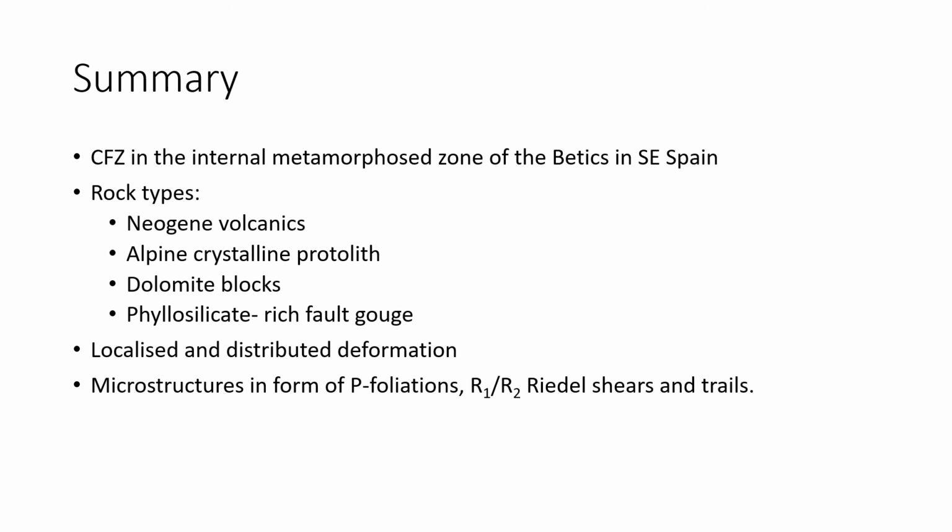They exhibit different distribution of deformation, dolomite having localized zones and the bands of gouge having well-distributed deformation. This is from its strain hardening property, which contributes to the fault's width. These rock types show off microstructures that are kinematic indicators. These are P foliations, R1, R2 radial shears, and trails.